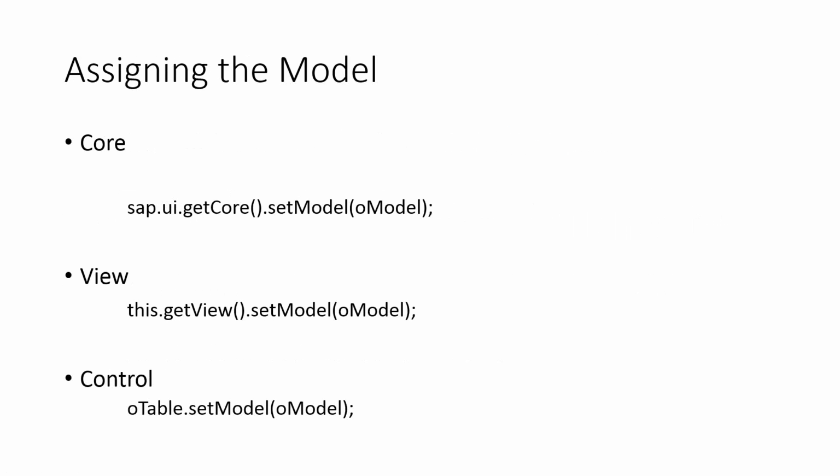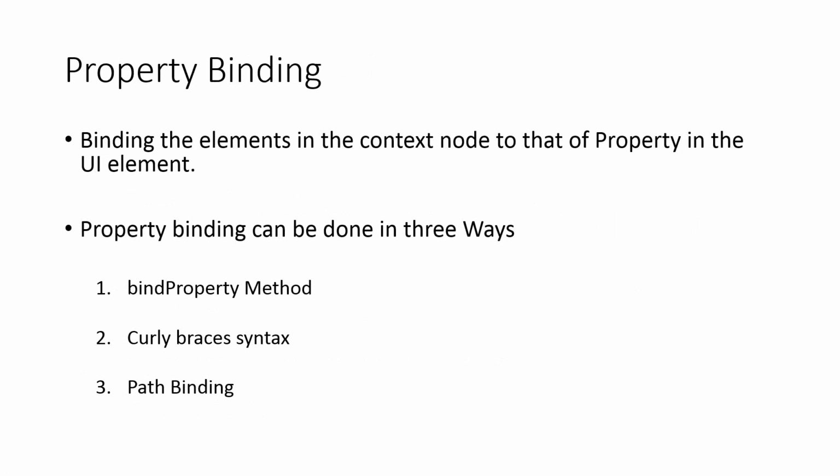So within this view, however many UI elements you have, like a table, two text views, two input fields, they are all capable of accessing the model when I set it to the view. The same when I set it to a particular control, say the table control in a view: only the table control in that particular view gets access to the model, whereas the other elements do not get access to that particular model. So you can create different models and suit them according to your requirements.